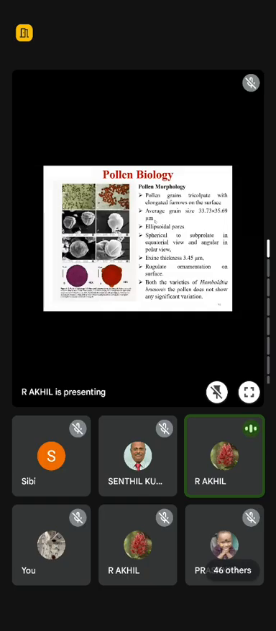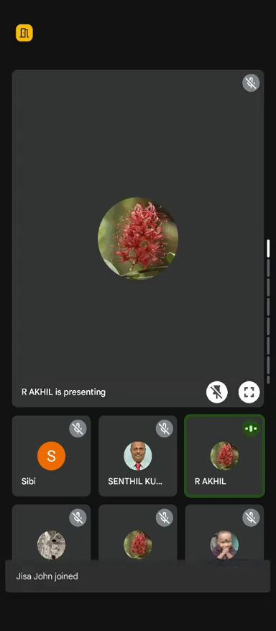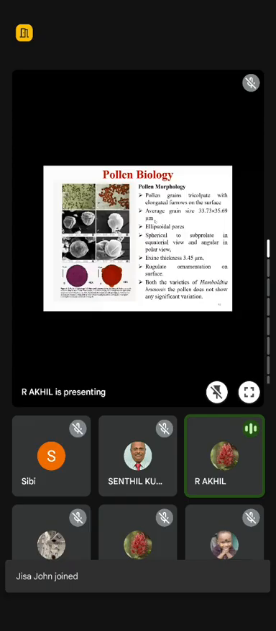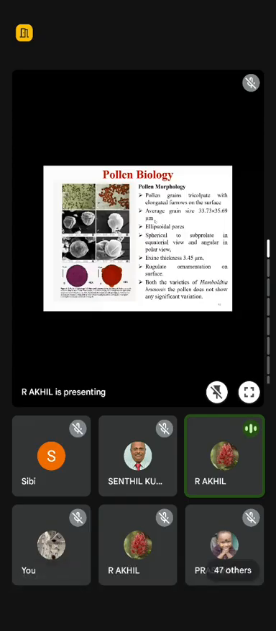The exine thickness is 3.45 micrometers, and both the pollen grains have rugulate ornamentation on the surface. Between both varieties of Humboldtia brunonis, the pollen grains do not show any significant variation.